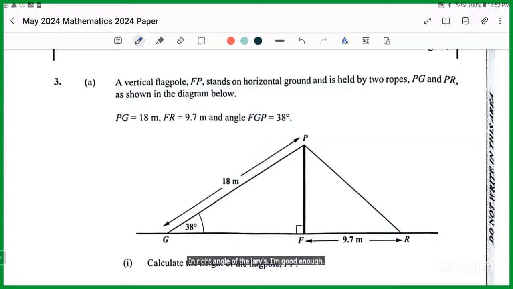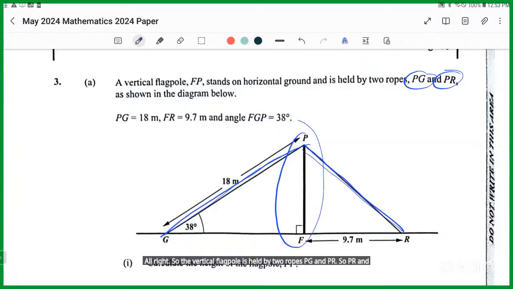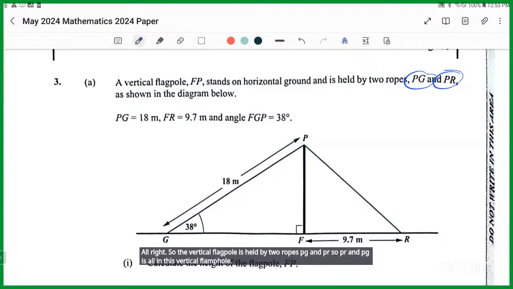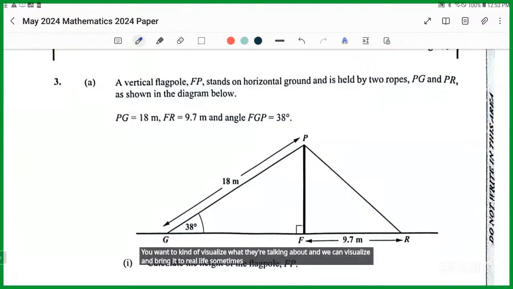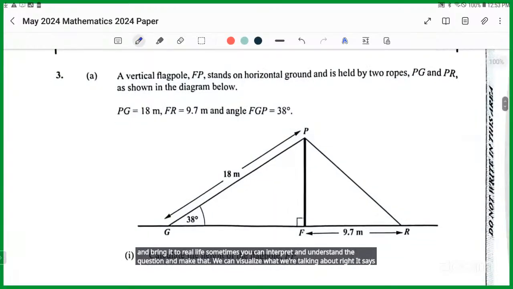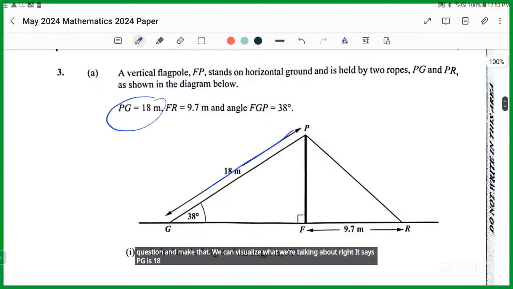All right, so the vertical flagpole is held by 2 ropes, PG and PR. So PR and PG are holding this vertical flagpole. You want to visualize what they're talking about. We can visualize and bring it to real life. Sometimes you can interpret and understand the question better. It says PG is 18 meters. That's this length, it's 18 meters.